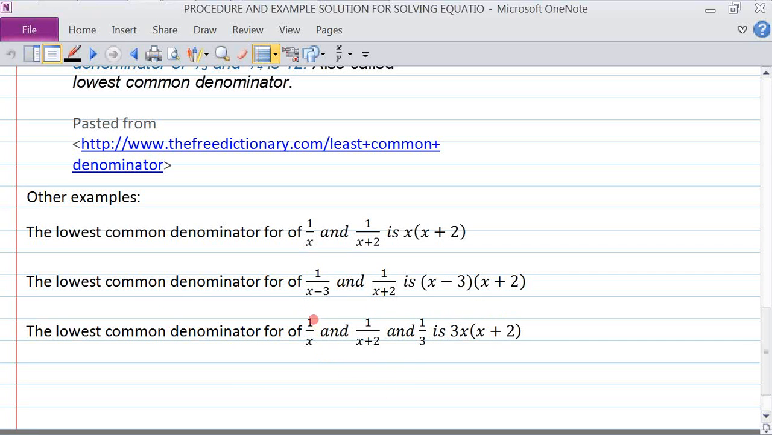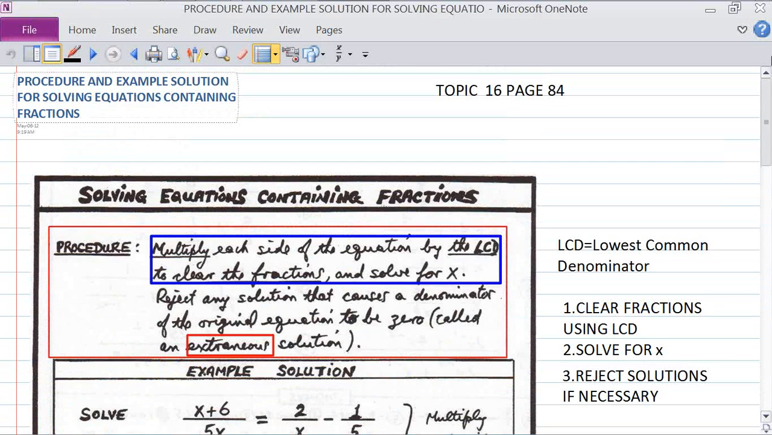If we have three terms, let's say 1 over x, 1 over x plus 2, and 1 over 3, then we just multiply x times x plus 2 times 3. So that'll give you some idea. We need to know what the lowest common denominator is, and we're going to show lots of examples so you'll get the hang of this.